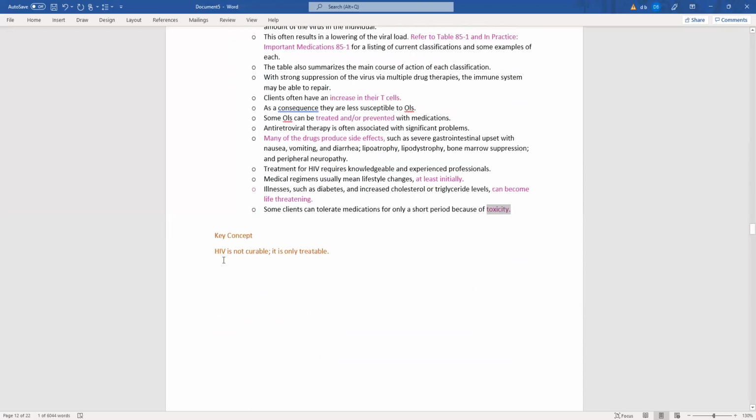So, key concept to remember: HIV is not curable, it is only treatable. Okay.